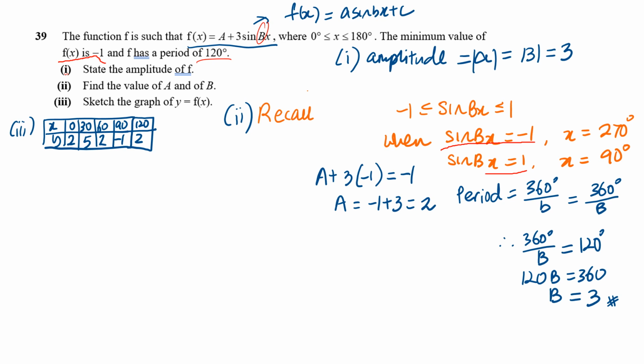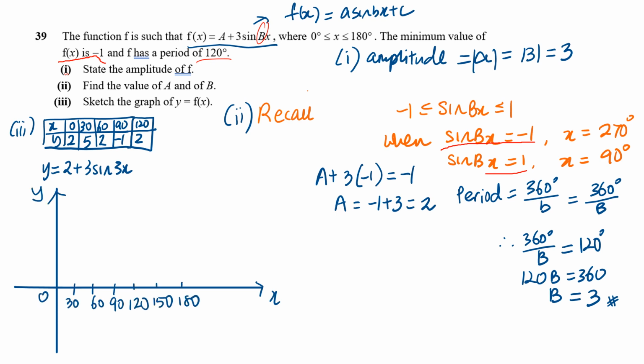Okay, you plug all these angles inside your equation. Then you just use a calculator. 2 plus 3 sine bracket 3 times 0. You will get 2. Sine 0 is 0, 0 times 3 is 0, 0 plus 2 is 2. So likewise, change your x to 30 and so on and so forth. Then you get all the values for your y.